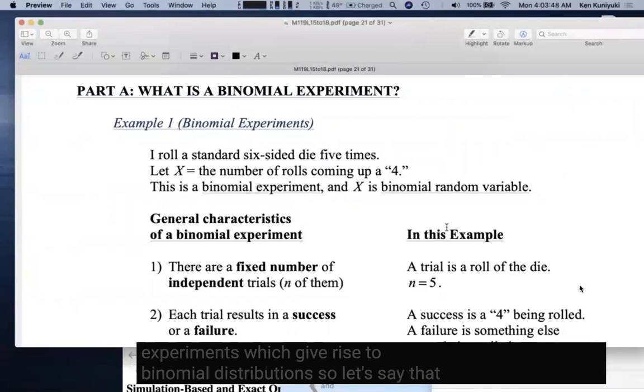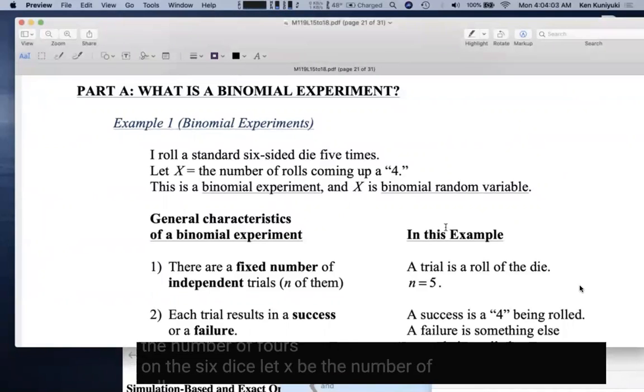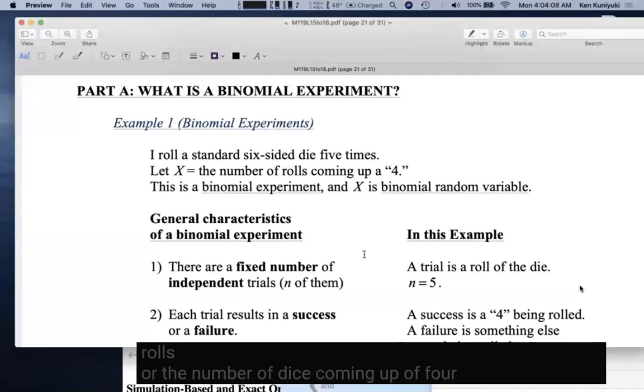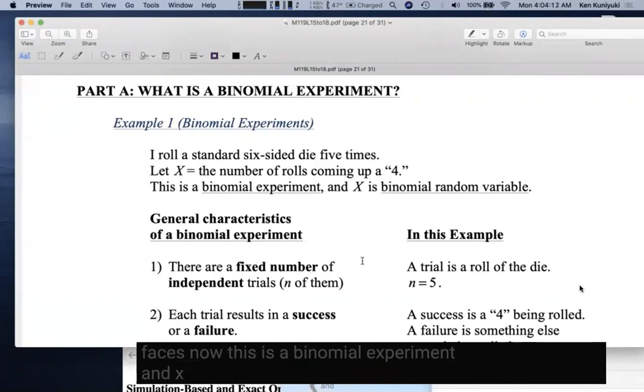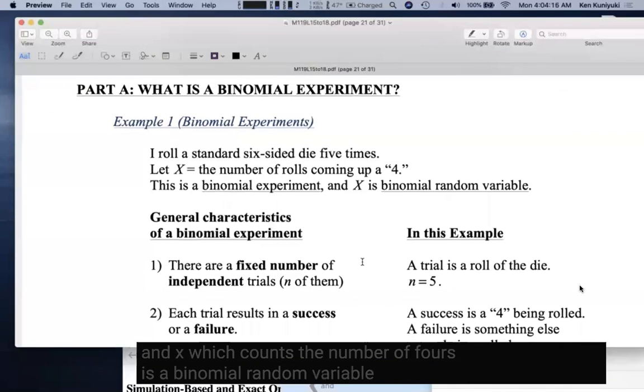So let's say that I'm playing Yahtzee and I roll a standard 6-sided die 5 times, or equivalently, I roll 5 such dice at the same time. Let's say that we count the number of 4s on the dice. Let X be the number of rolls or the number of dice coming up 4. Now this is a binomial experiment, and X, which counts the number of 4s, is a binomial random variable.